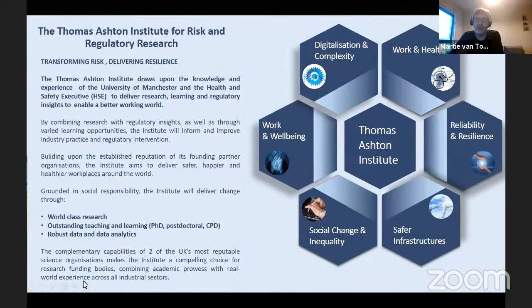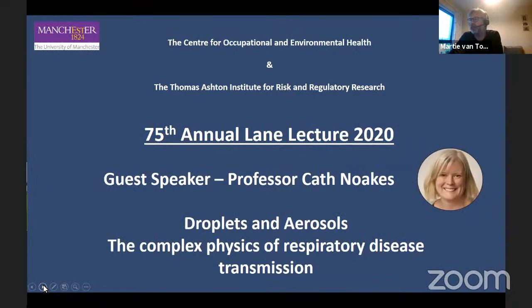This lecture is co-hosted by the University of Manchester, the Centre for Occupational Environmental Health that I'm working in, but also by the Thomas Ashton Institute for Risk and Regulatory Research. The Thomas Ashton Institute is a joint venture between the University of Manchester and the Health and Safety Executive, with the aim to deliver research, learning and regulatory insight to enable a better working world. You see here a slide with a number of the themes covered by the Institute. If you want to know more, please go to its website, where you'll see quite a lot of information about the activities of this institute.